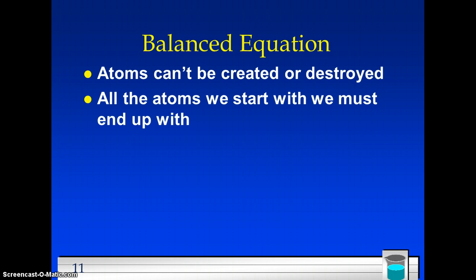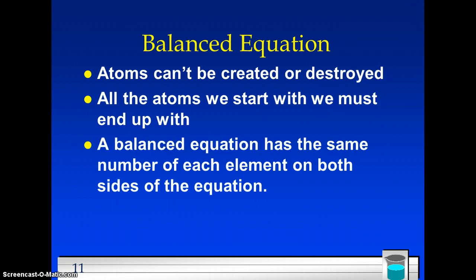Think of Legos. If you start with a certain amount of Legos, you can't add a new Lego to the system or make a new Lego. All you can do is rearrange them. So a balanced equation has the same number of each element on both sides of the equation. What I mean by that is the arrow. The arrow is going to show you what's on the left side and what's on the right side of that arrow. They need to be equal to each other.